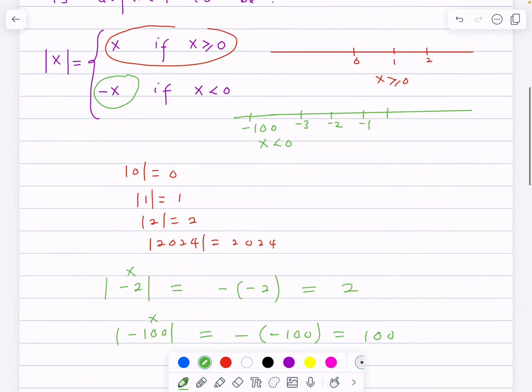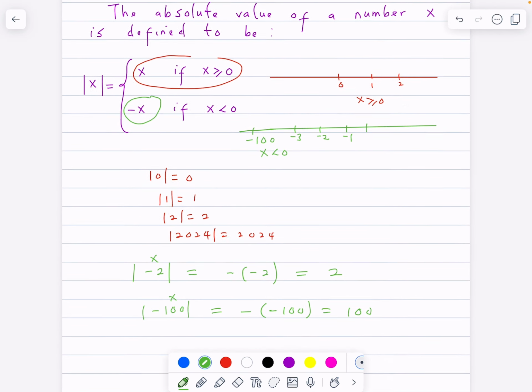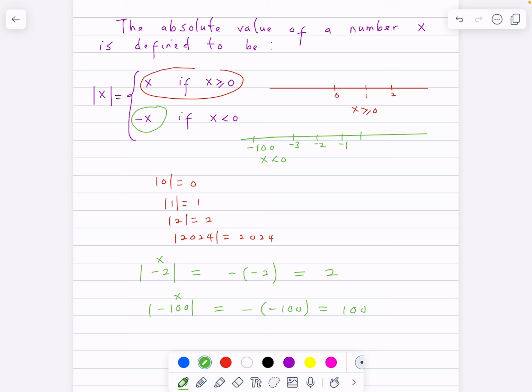So I hope this helps you understand when you see absolute value being defined as a piecewise function. So that's just it. Thank you.